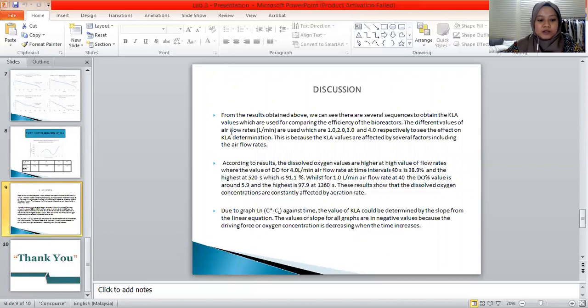Due to the graph of ln C star minus CL against time, the value of KLA could be determined by the slope of the linear equation. The value of slope for all graphs is negative because the driving force or oxygen concentration is decreasing when the time increases. As the time increases, the DO level also increases until the highest value of DO, known as the saturated condition. The saturation concentration will be used as the initial benchmark for C star minus CL at time 0.